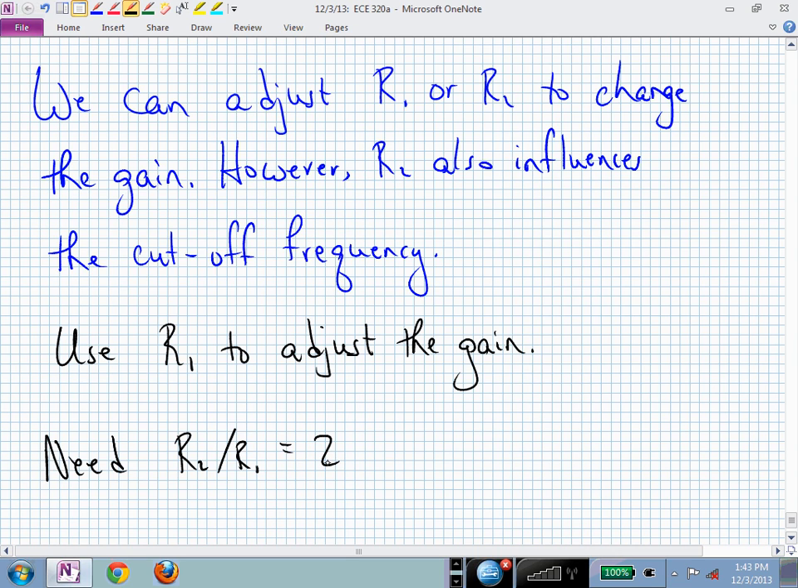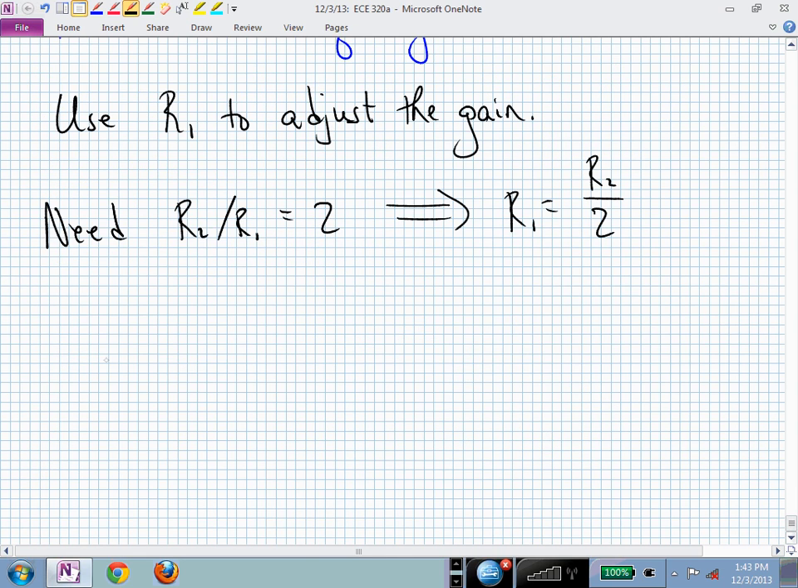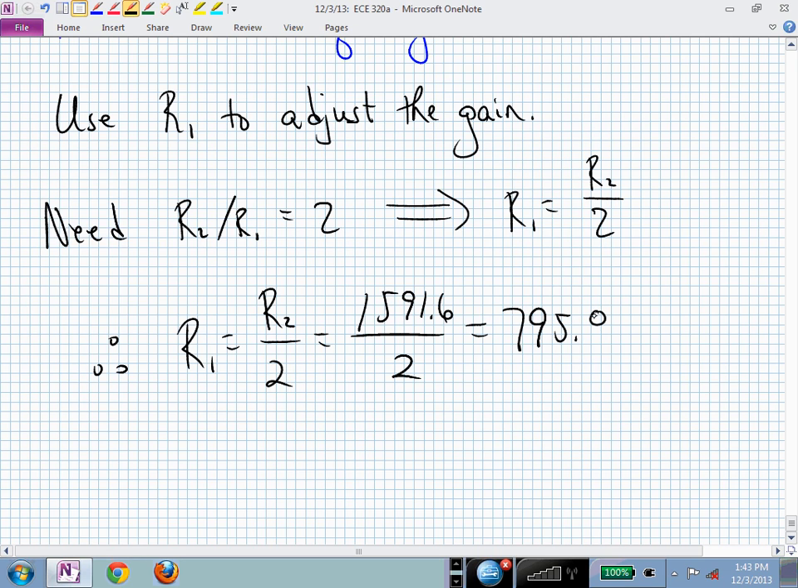And we need R2 over R1 to equal 2. So R1 needs to be half of R sub 2. So that now R sub 1 is R sub 2 over 2, which is this 1591.6 cut in half, or 795.8 ohms.